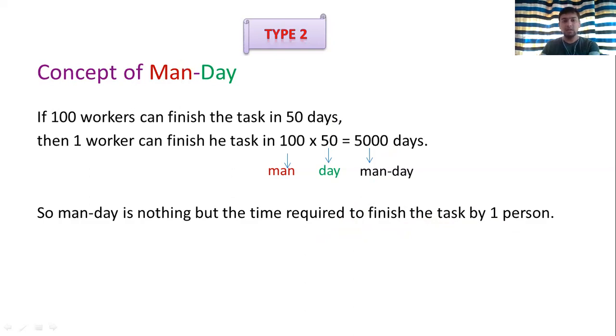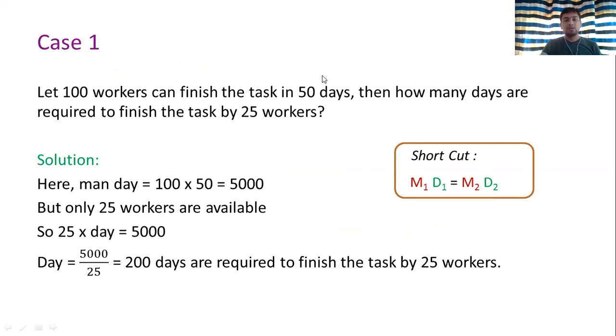So let us see the numerical on this. We have already seen this numerical, so we'll quickly finish it. Let 100 workers finish a task in 50 days. Then how many days are required to finish the task by 25 workers? We have seen that M1 D1 is equal to M2 D2. M1 is 100, D1 is 50, M2 is 25, and D2 we have to find out. Simply use this and you can get D2. Your answer will be 200 days.